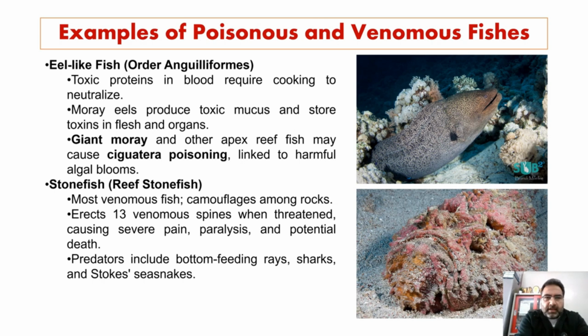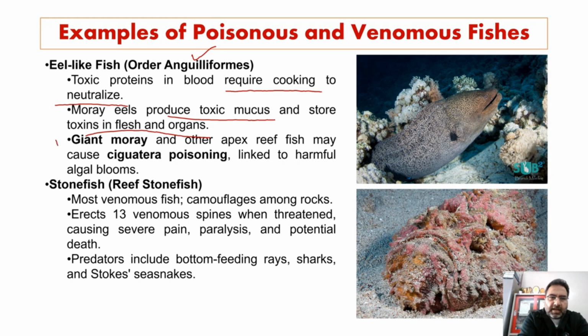The toxic proteins in the blood require cooking to neutralize. Eels do contain the poison, but when these very toxic proteins in the blood are cooked properly, they neutralize the effect. Moray eels produce toxic mucus and store toxins in the flesh and organs. They have the ability to produce toxic mucus, and the tendency to store the toxins in the flesh and organs.